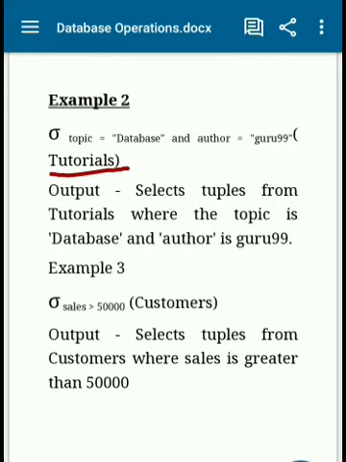Both conditions have to be satisfied because the conditions are connected with the AND operator. Here is another selection example: sales greater than 5,000 on customers. So here this is the relation and table name, and this is the condition. What is the attribute? Sales is the attribute. If sales is greater than 5,000 from the relational table, only those tuples are selected. Select tuples from customer where sales is greater than 5,000.